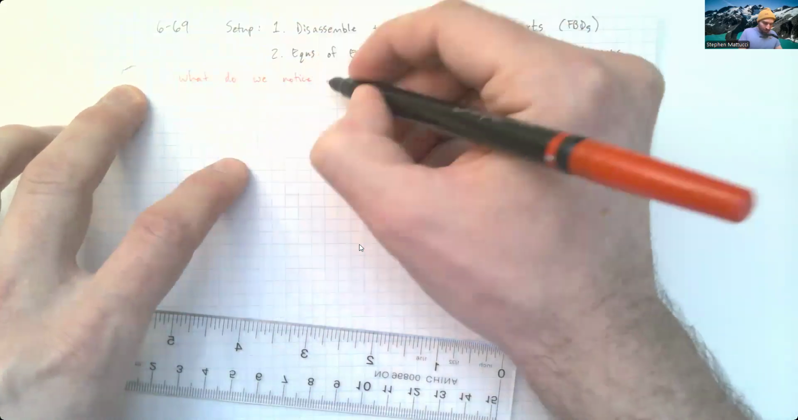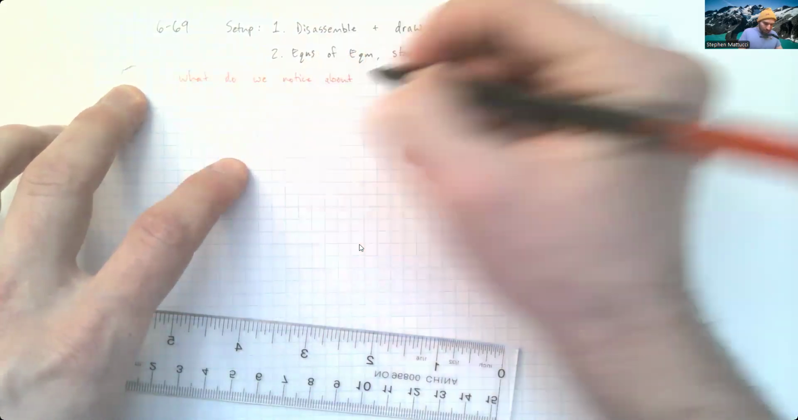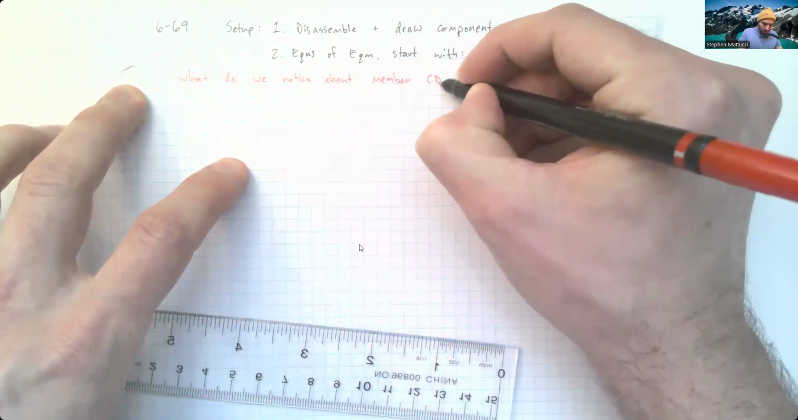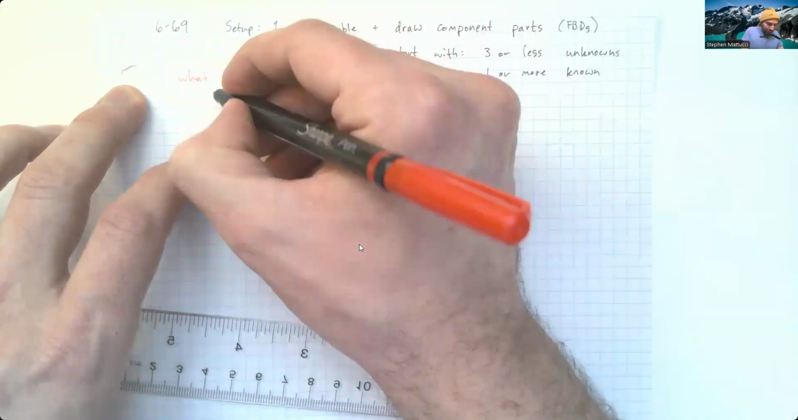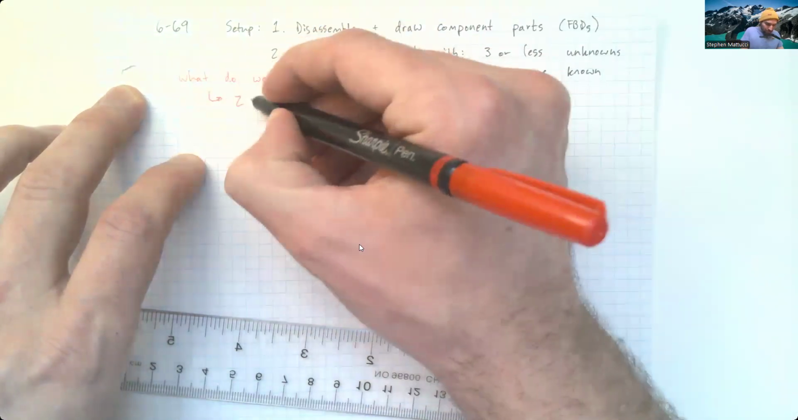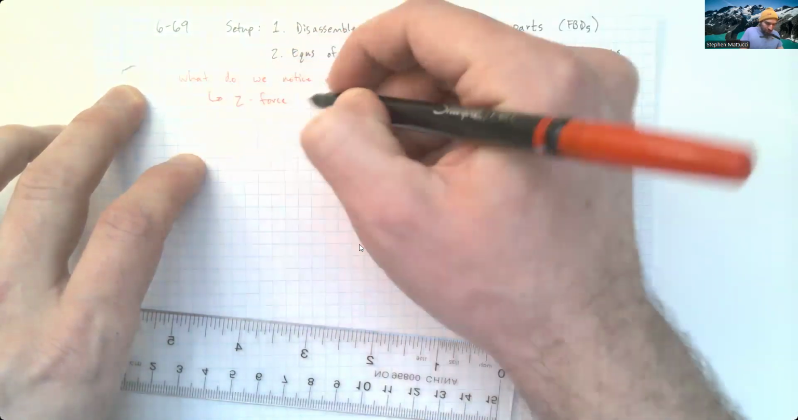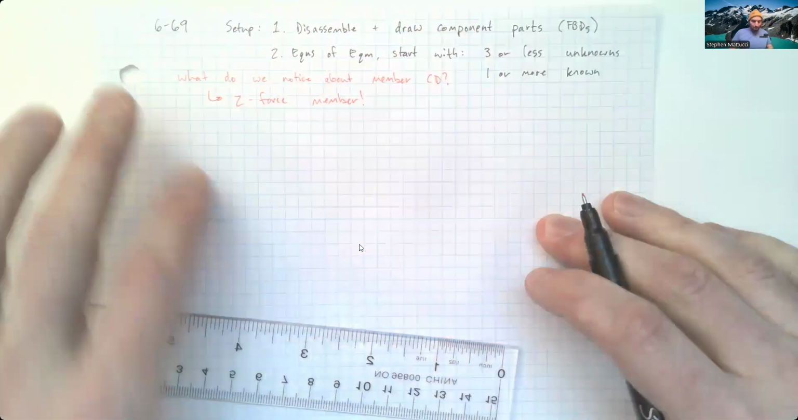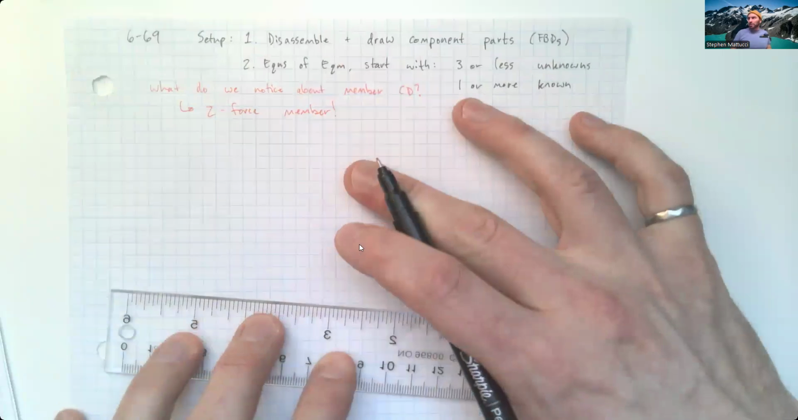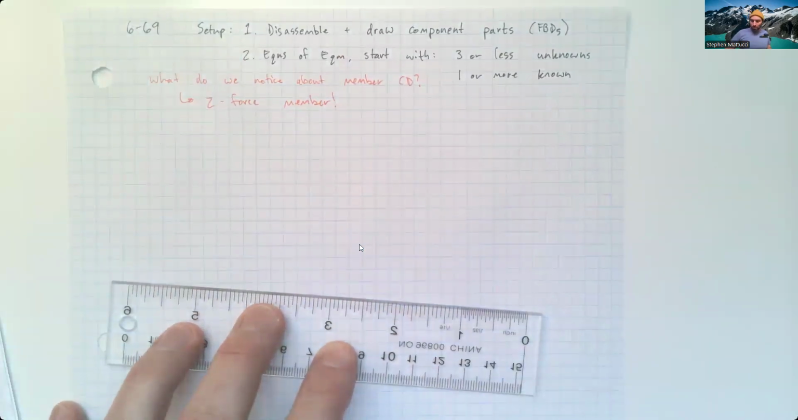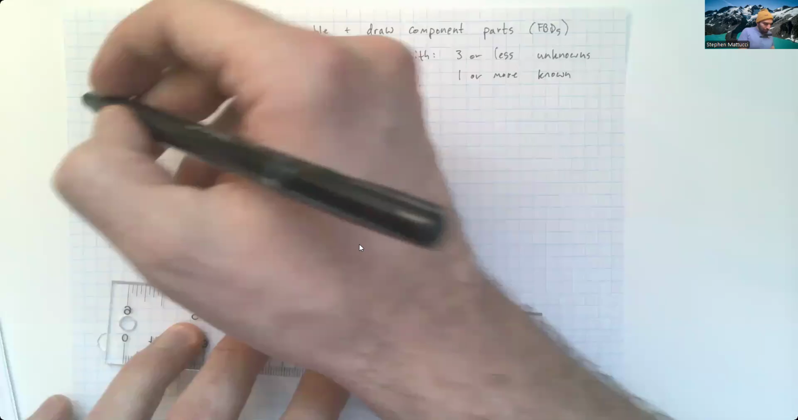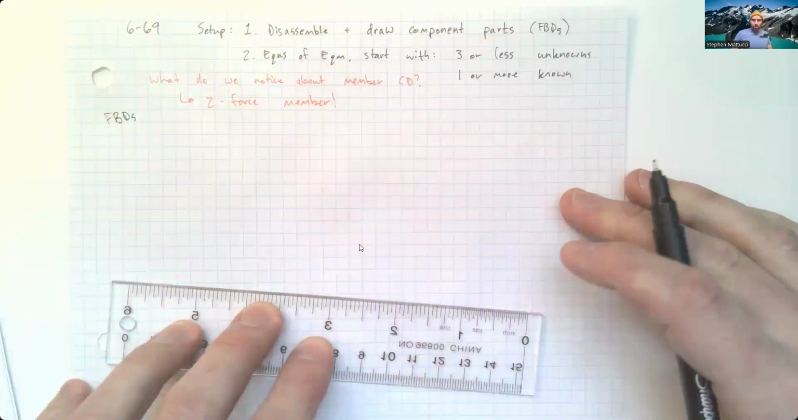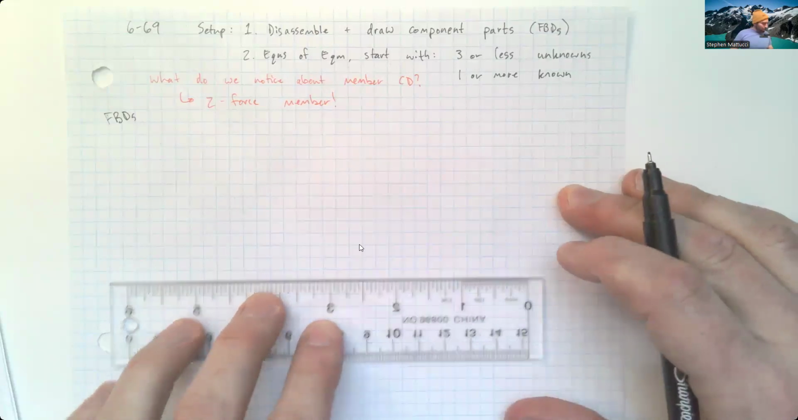What do we notice about member CD? That this is a two force member. And so I just want to have that explicitly written on my page for when I skip that step or skip that body. Okay, I'm going to draw my free body diagrams now.